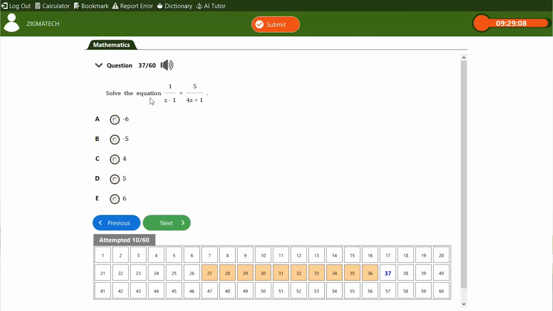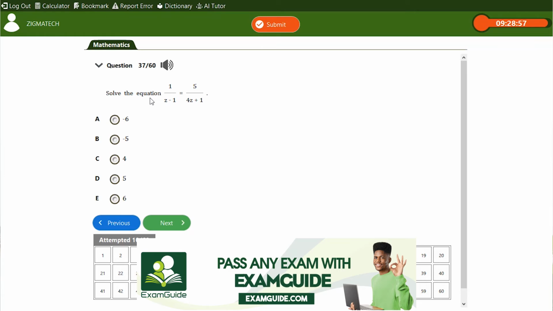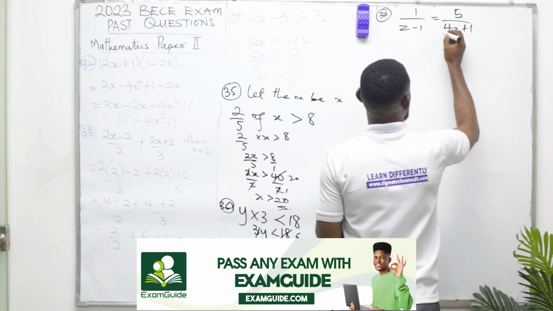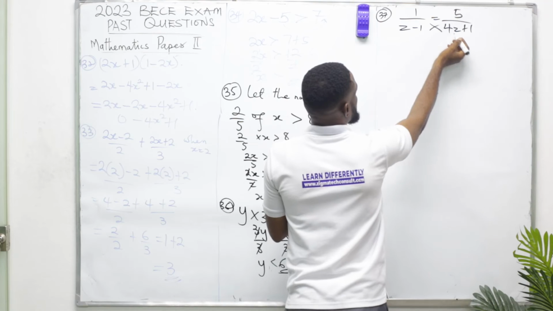1 divided by z minus 1 is equal to 5 divided by 4z plus 1. So cross multiply, okay? All right, so this comes here.